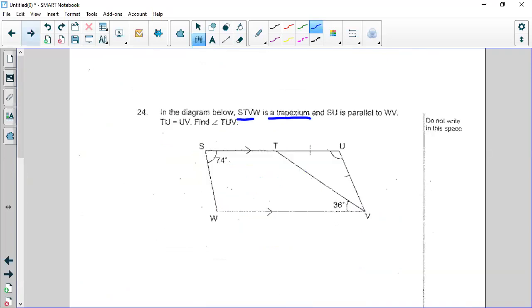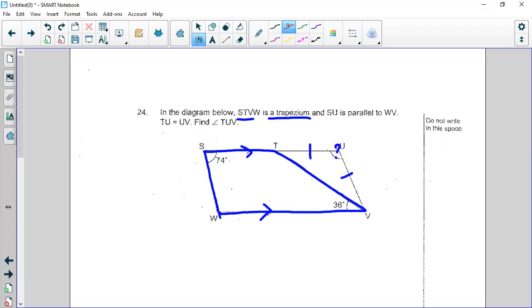Okay, question 24. Trapezium. So STVW, where is your STVW? That is the trapezium. First thing to do is to put arrow signs to show the arrowheads, because that's an important property. And then TU is equal to UV. Put the markings there and then put the question mark on angle TUV. And then don't care about the question mark. Go and find other angles. So what other angle can you find? Oh, can find already. Why?